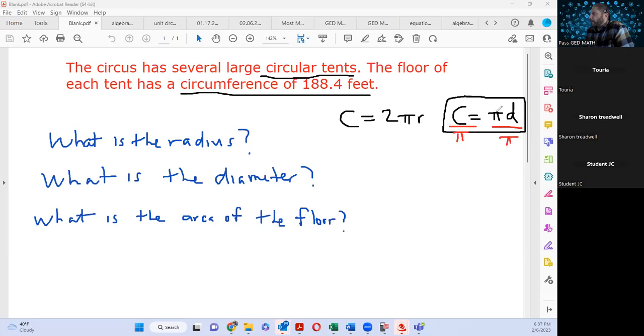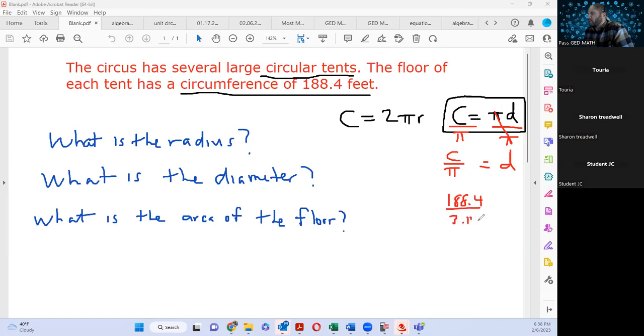So now, on both sides the pi's cancel. We get D is equal to C divided by pi. Do we know what pi is? Pi is 3.14. Do we know what C is? Yes, 188.4. There you go.